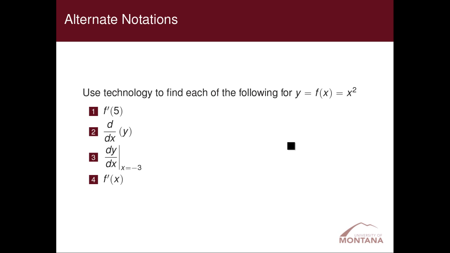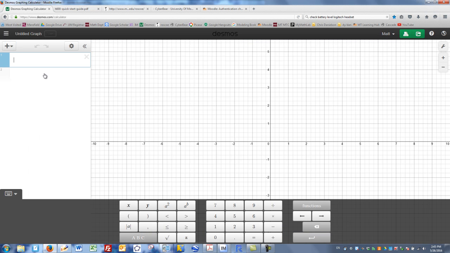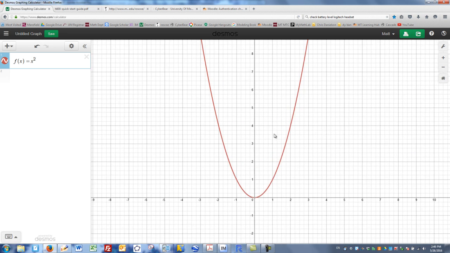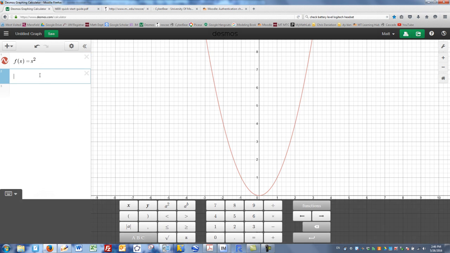Let's go ahead and get into some technology. So I'll switch over into Desmos in this first example and show you how you can use technology to answer these types of questions. So the first thing I would ask is, well, what are we trying to find? We're trying to find f prime of 5, but f of x itself is equal to x squared, right? So I'm going to put x squared in there. There's the graph of x squared, just what we expect it to be, some sort of parabola, and we're interested in f prime of 5.